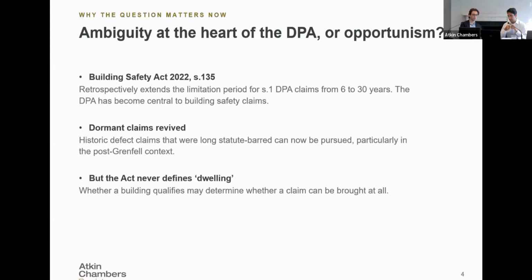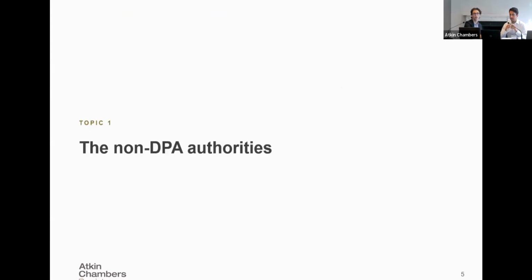So I think that's the starting point on the statute. And then we come to the authorities. Excellent. So we're first going to look at how the word dwelling has been applied in other cases, because there are a lot of them.